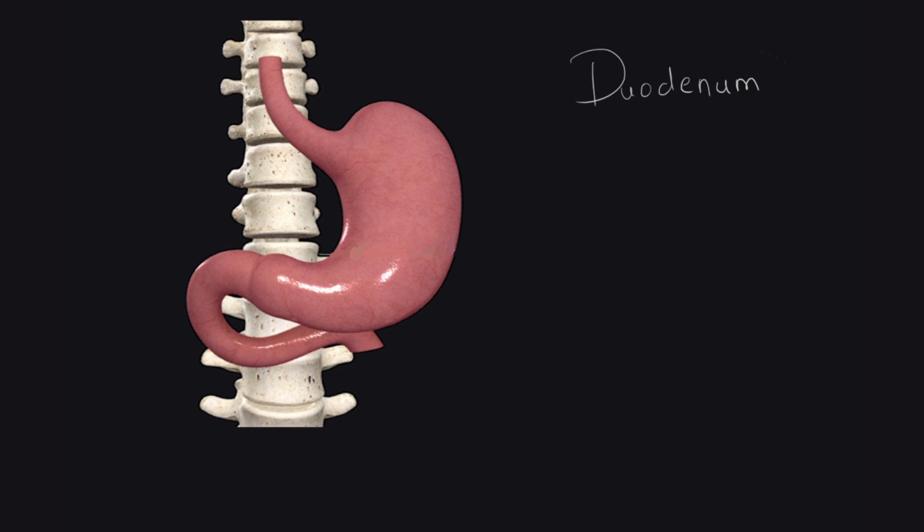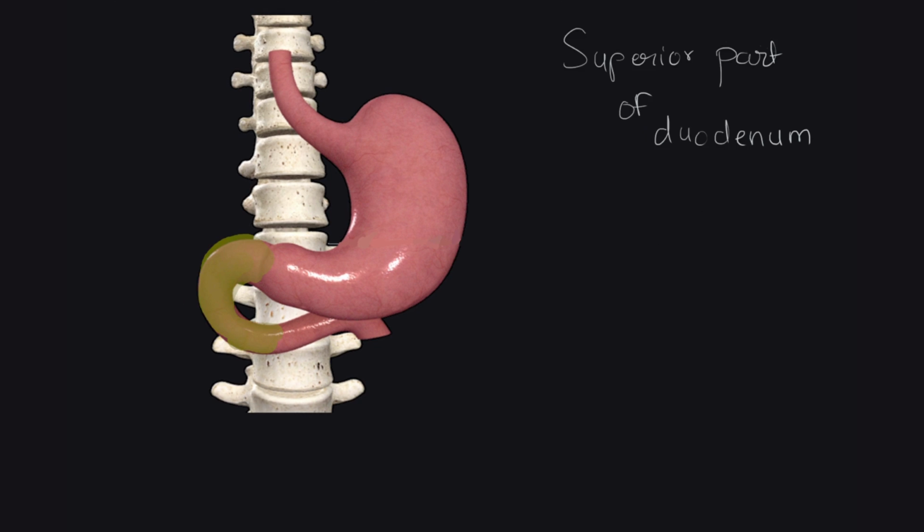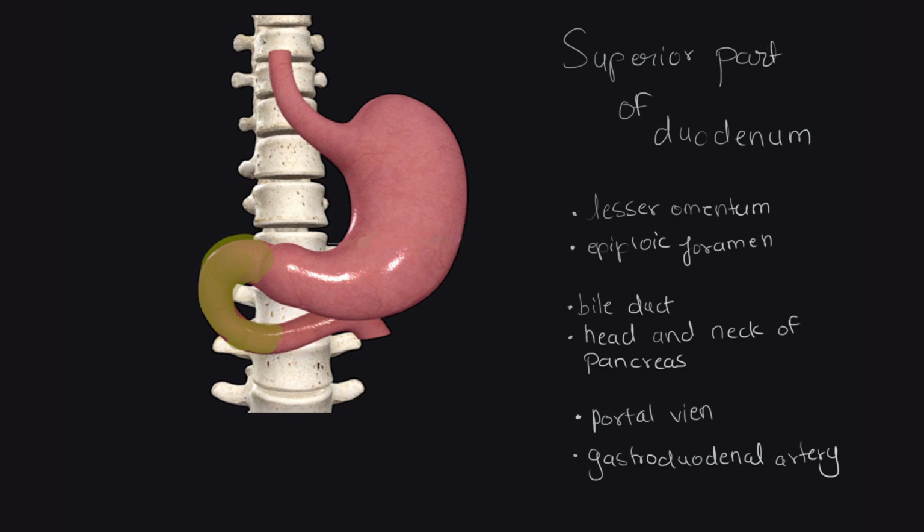It is important to know that the duodenum is divided into four parts, namely the superior, the descending, the horizontal, and the ascending parts. Now let us take a look at each of these parts individually. Let us look at the first part, known as the superior part of the duodenum. The superior part of the duodenum is related to the lesser omentum and the epiploic foramen, and then we have the bile duct, the head and neck of the pancreas, the portal vein, and the gastroduodenal artery.